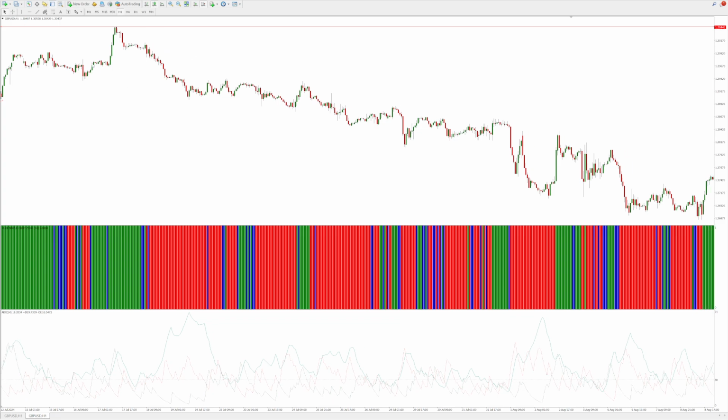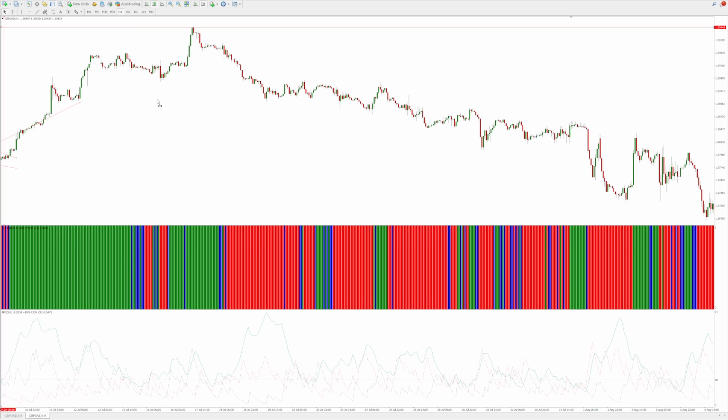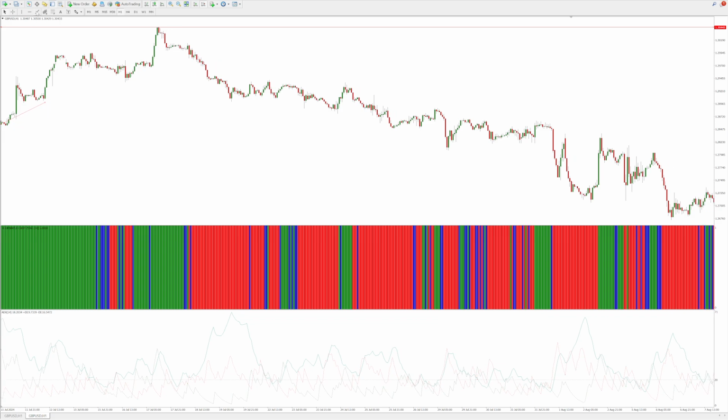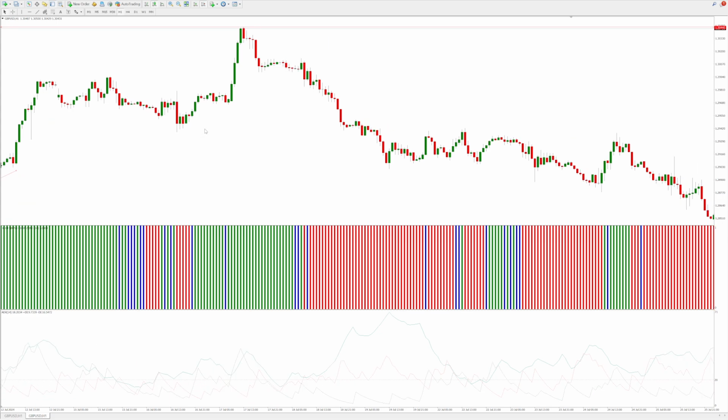Okay, so I have the downtrend. I mean, you can see it using your eyes, but the indicator also helps to emphasize it. We can look to trade on a breakout. Let's just zoom in there. We can see this level here.